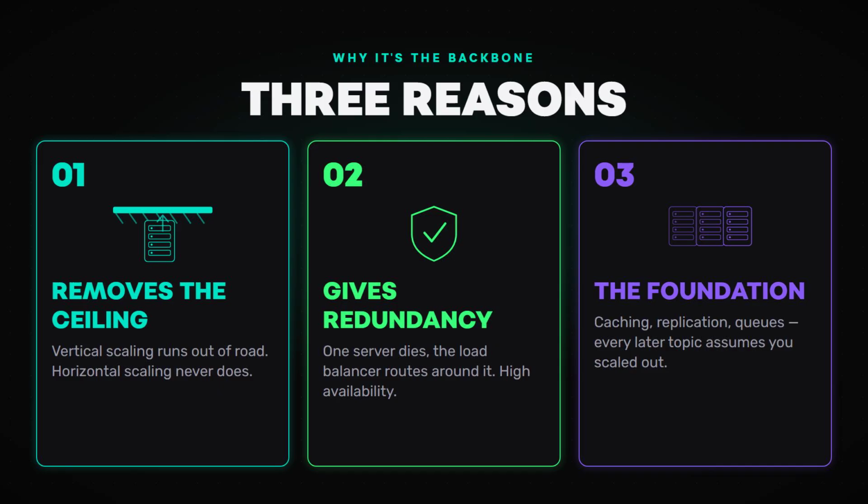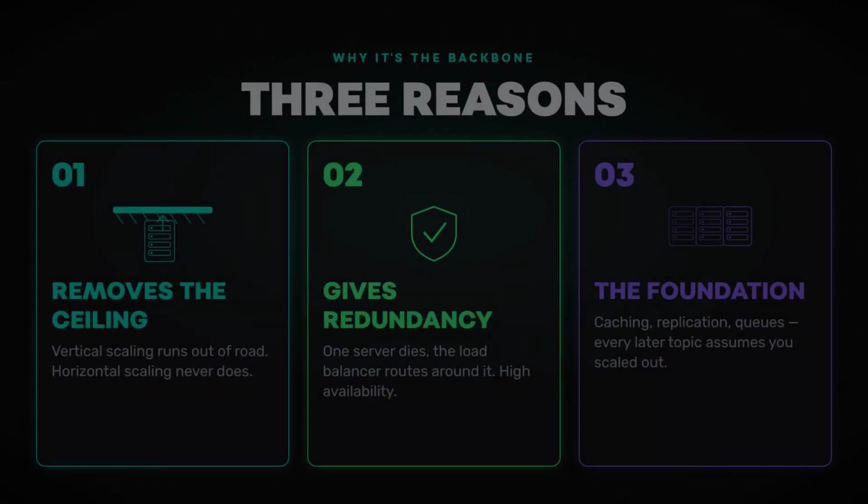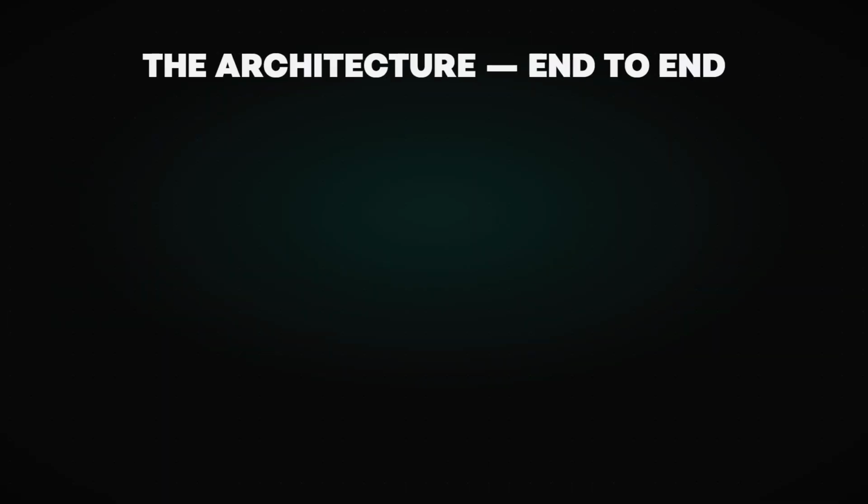Reason 3. Everything that comes after in this module is built on top of horizontal scaling. Load balancers, caching strategies, database replication, message queues, all of these concepts assume that your application is already running on multiple machines. Without understanding horizontal scaling, none of the rest of the course makes full sense.